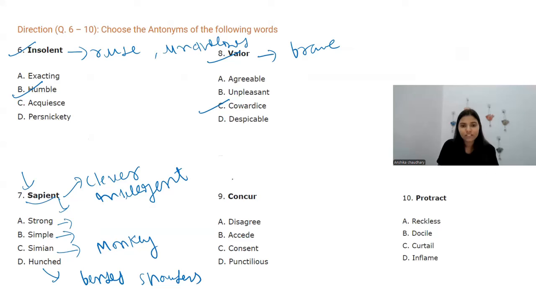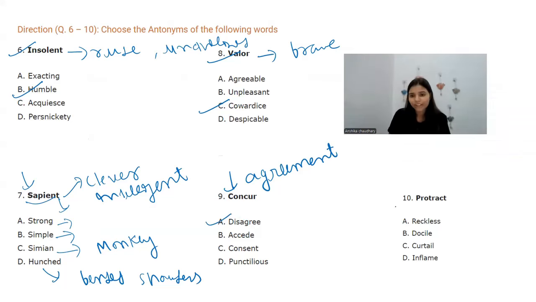The next question is concur. We have previously discussed it. That means agreement, right? Agreement or cooperation. So the antonym of this will be disagree, simple. The next is protract. Protract means a thing or a particular person who is long, who is extended, right? So curtail. Curtail means decrease something, or one who is short. So curtail will be the correct answer for this question.